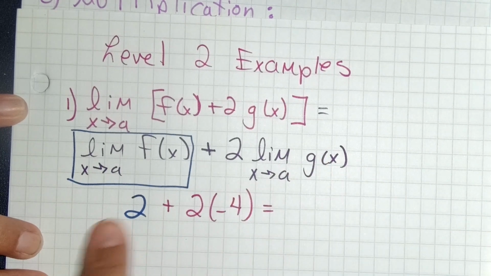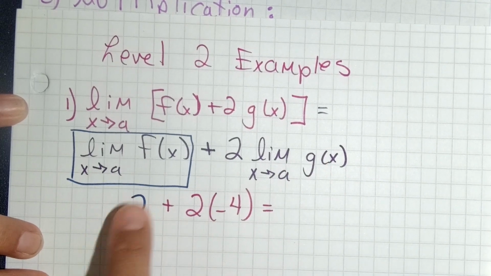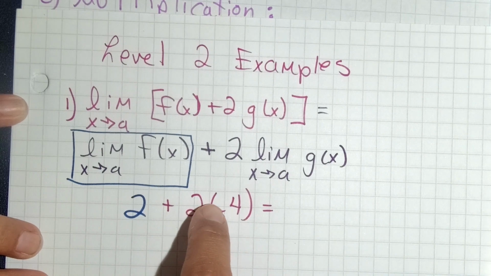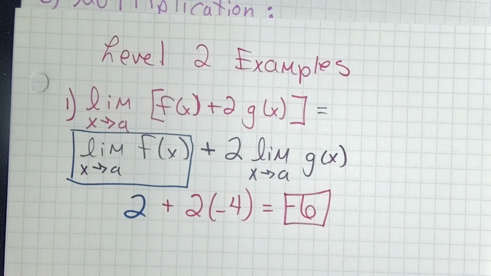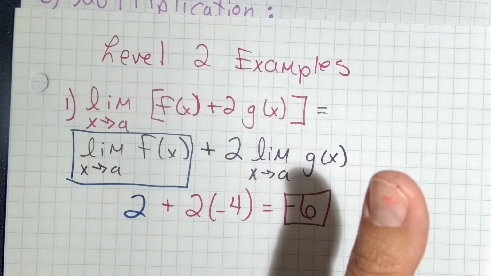Okay. So now you just simplify. 2 plus -8 is -6. Okay? It's just arithmetic with limits. That's it. That's all we're doing. Questions? Are you sure?